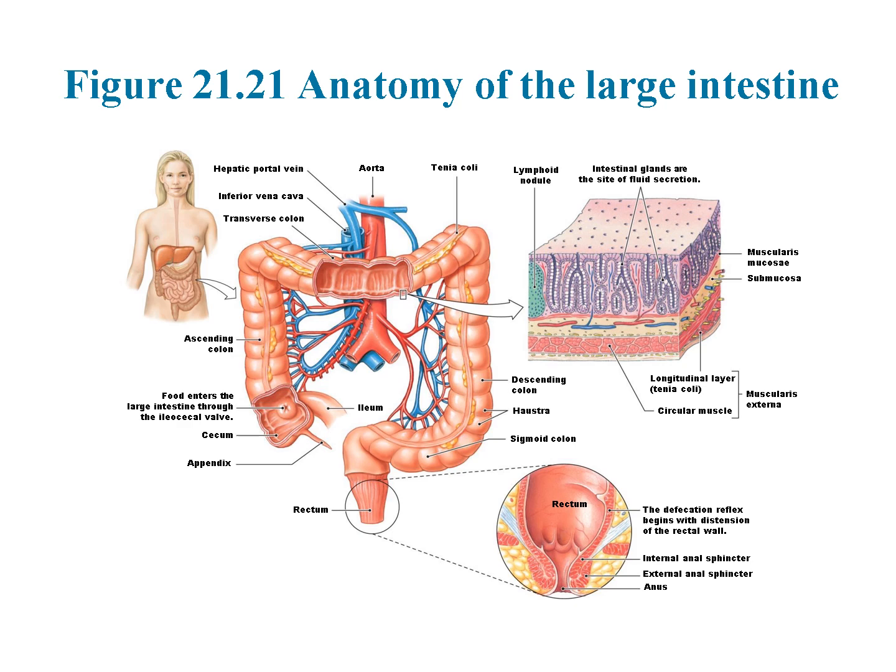When the rectum fills, stretch receptors in the rectal wall initiate the defecation reflex, signaling the internal anal sphincter to relax. The external anal sphincter, under voluntary control, allows for conscious regulation of bowel movements.